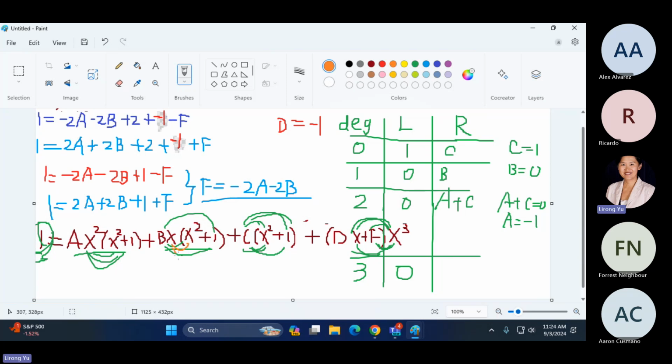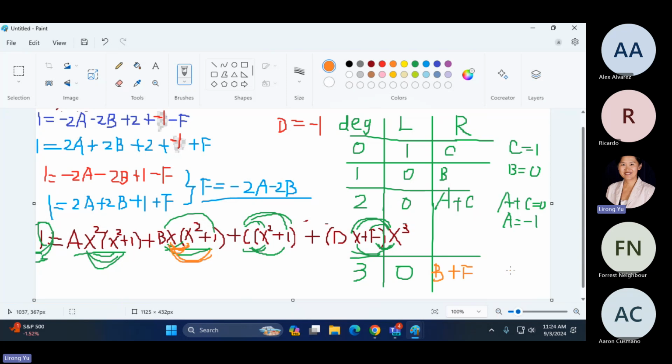This is degree 3, and degree 1 times 2 is degree 3, degree 1. The degree 3 term is B. That's degree 2 and degree 0. This is degree 4 and degree 3. There's an F, B plus F.